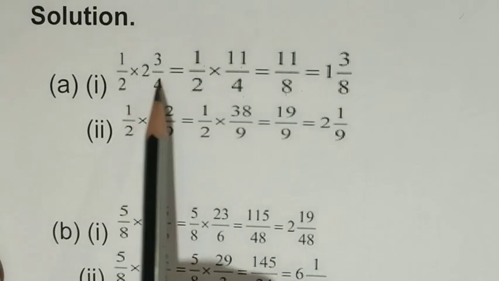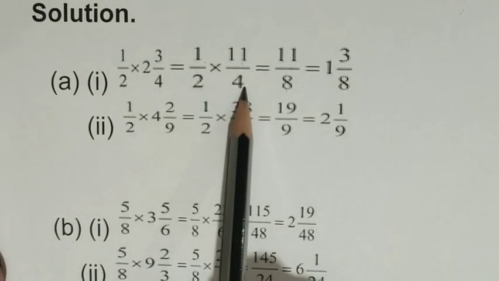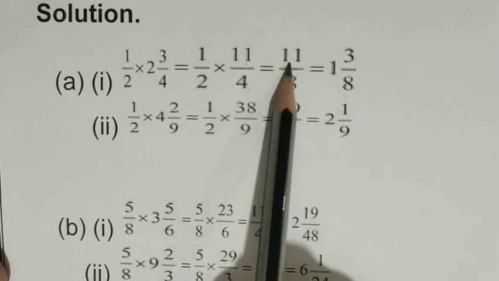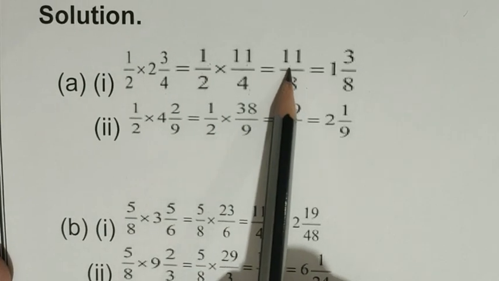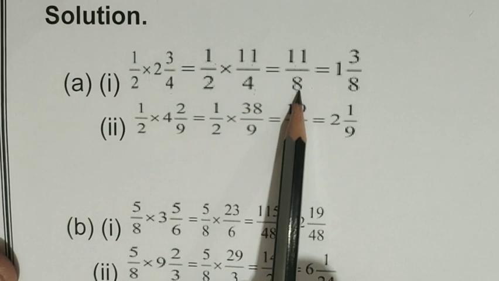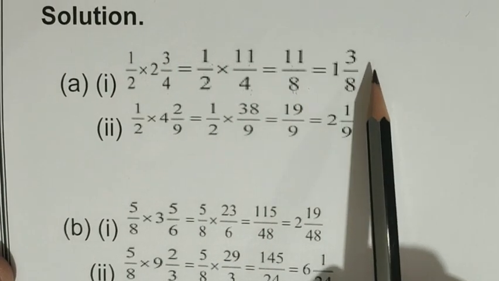What have we done here? Fraction into fraction. What is the rule? Product of the numerators by product of the denominators. So 1 into 11 means 11, 2 into 4 means 8. So 1 integer 3 by 8.